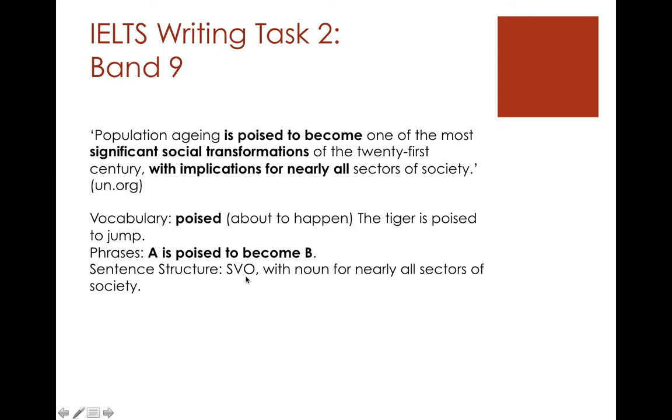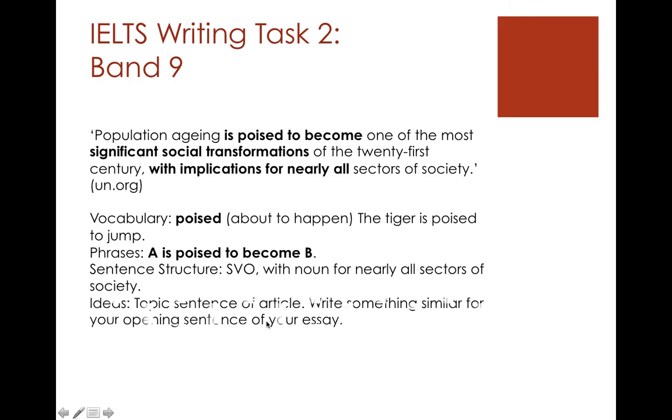And this is, again, Band 9 sentence structure. You can make an SVO very easily: subject, verb, object. Population aging is poised to become one of the most significant trends of the 21st century. So population aging is whatever you write here. That's subject, verb, object. And then you have "with" plus a noun, with implications for nearly all sectors of society. So you can write these down and use them in your essay and put them in the comments.